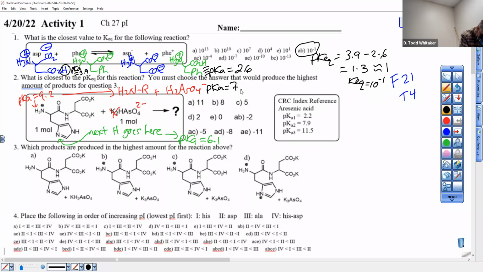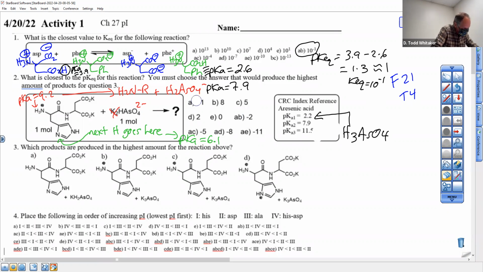How do I know that's the one that's 7.9? Because this is the one that's H3ASO4, and it's, no, oops, had that backwards. The fully protonated one is the H3ASO4. The diprotonated one is the next one. All right. Now, if you're going to park the H here, it's going to go to the nitrogen here. And that's what we're talking about with the 6.1.